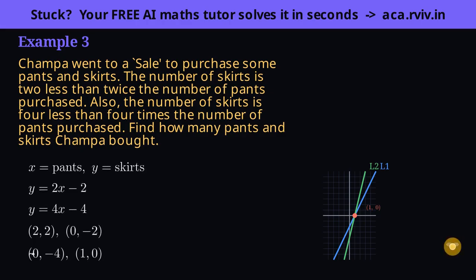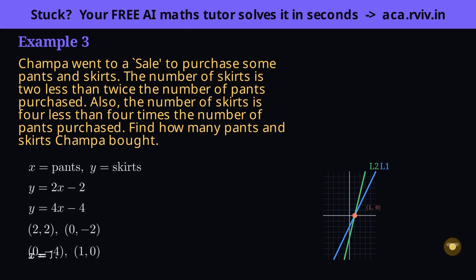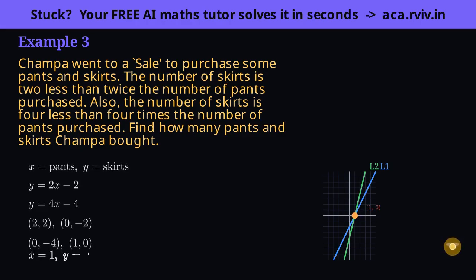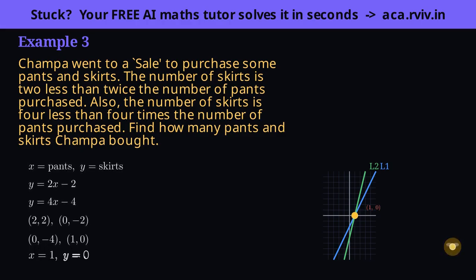The two lines cross at exactly 1 point, x equals 1, y equals 0. Because that point sits on both lines, it satisfies both conditions of the story at once. That's why the meeting point is the answer.